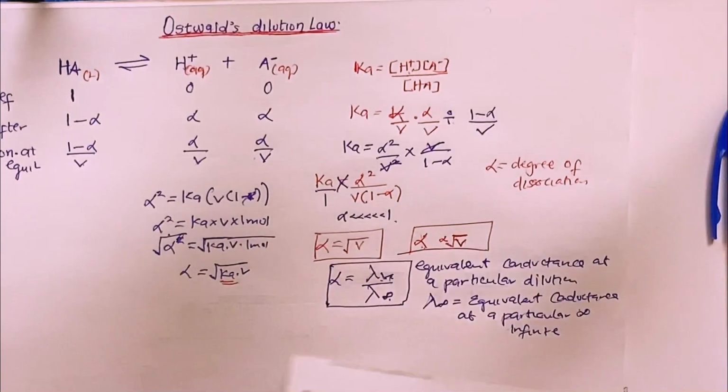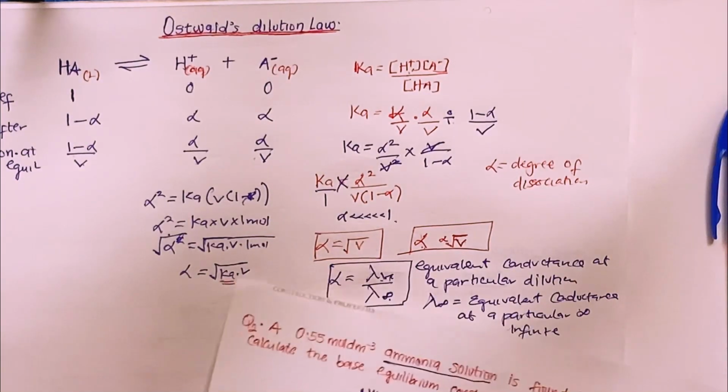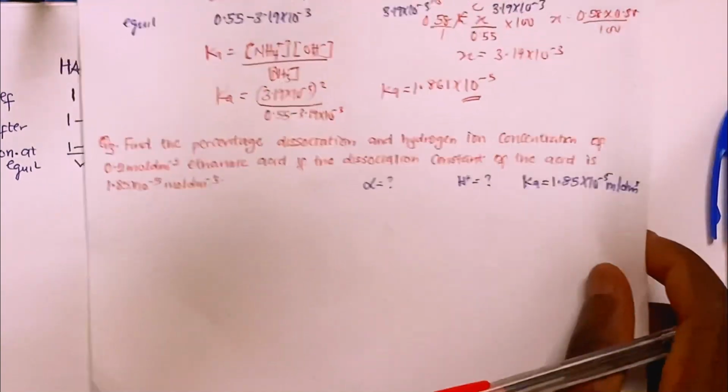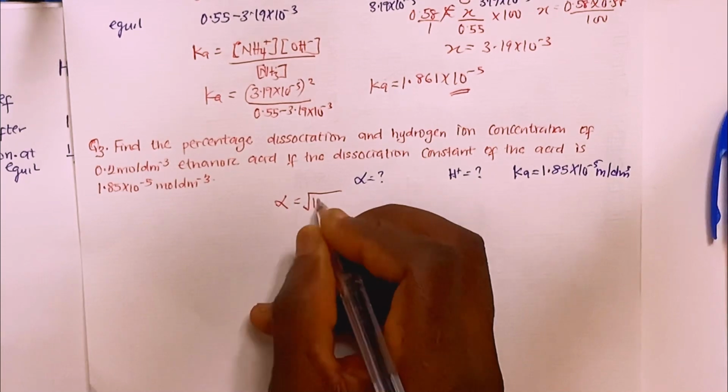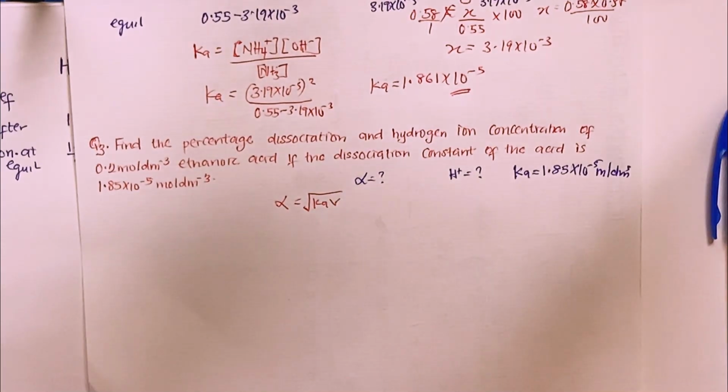Applying Ostwald dilution law, we have alpha equal to the root of Ka times V. I'm applying alpha equals the root of Ka times V. But in this case, I don't know the value of V, but I actually know the concentration of the weak acid to be 0.2 mole per dm³.